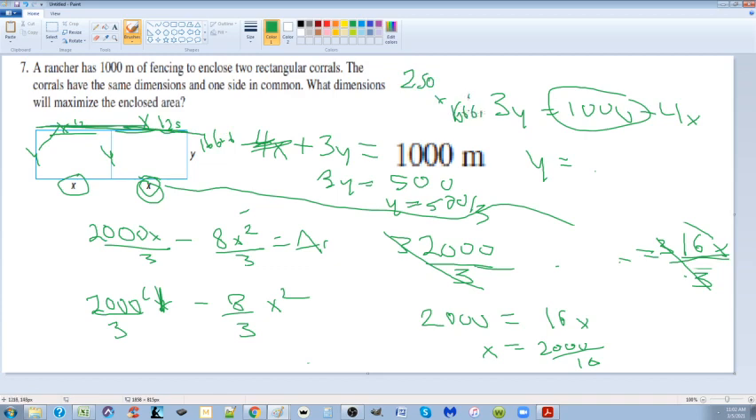So, in answer, if they just want this length, the actual length of the enclosed area is 250 by 166.6 repeated meters. And it all depends what they mean by this. We'll maximize the enclosed areas, because technically, 2x is the dimension here, not 1x.